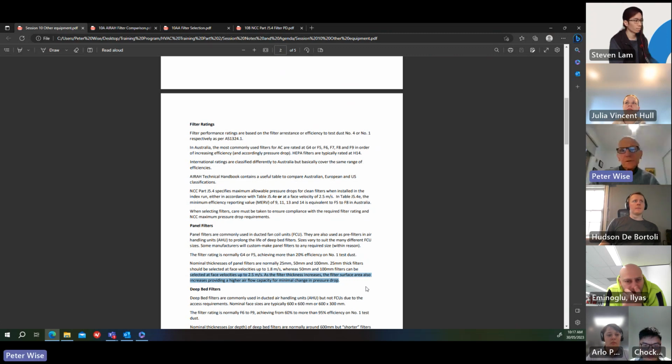And as the filter thickness increases, the filter surface area also increases. I'll show you a picture of one in a second, providing a higher airflow capacity for minimal change in pressure drop.